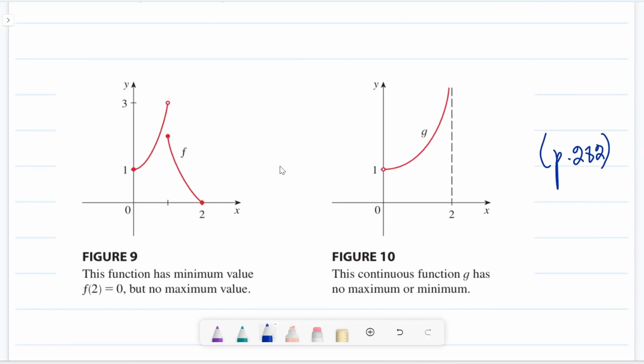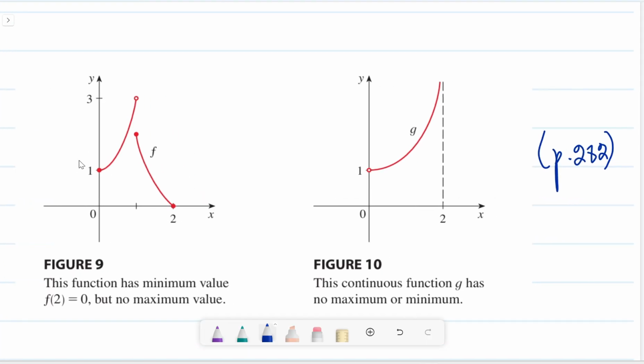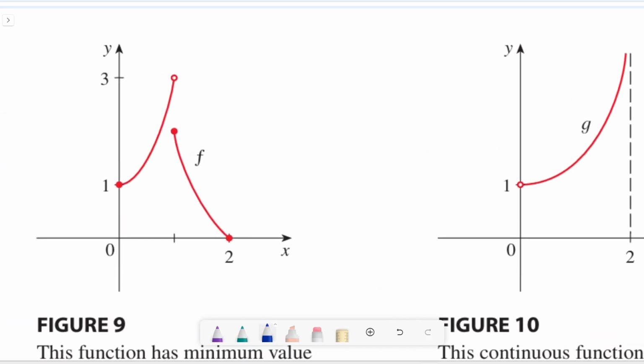Now let's look at a few other graphs. The graph in figure 9, all of these figures come from the book, and these two come from page 282. So let's look at figure 9. Let's try to find the lowest point on this graph. It is when x equals 2. So x equals 2 is the absolute minimum.